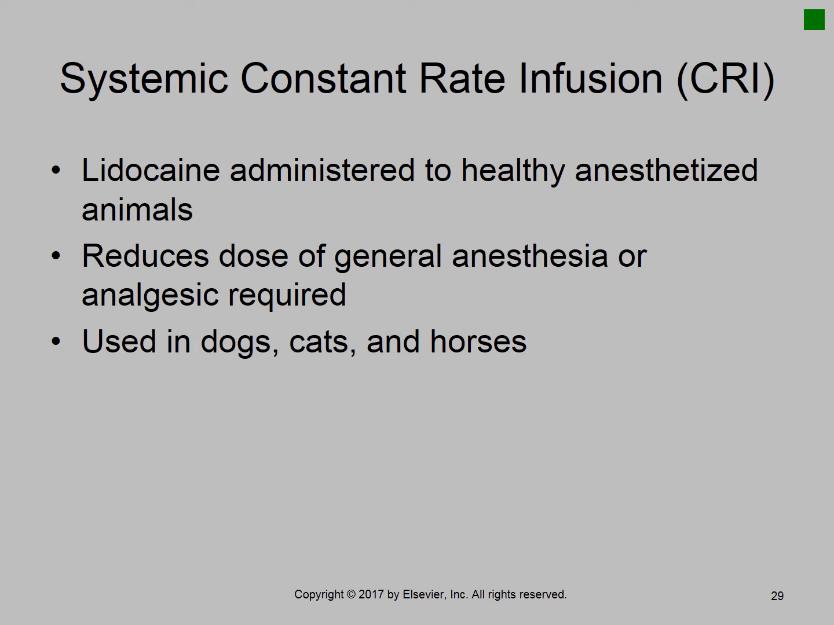CRIs, we talked about CRIs. Lidocaine is administered to healthy anesthetized animals or animals post-surgically. It reduces the dose of general anesthesia or analgesia required. It's commonly used in combinations, and I think the classic example is an opioid, lidocaine, and ketamine. Sometimes some people now are using alpha-2s, but it's commonly used in dogs, cats, and horses, probably most commonly in dogs.